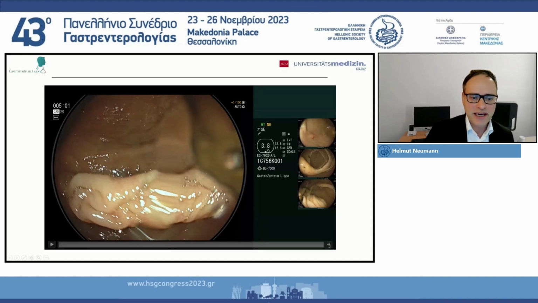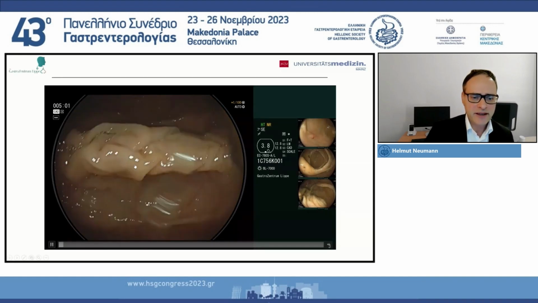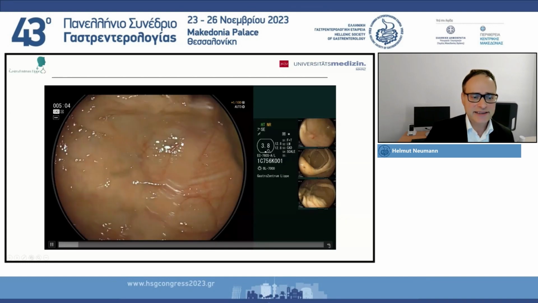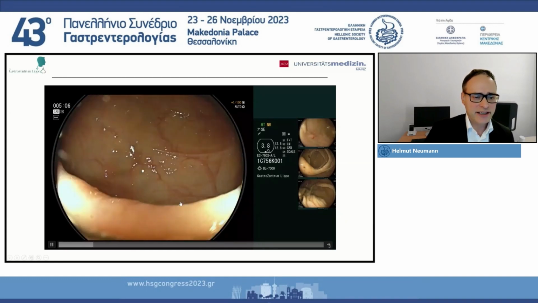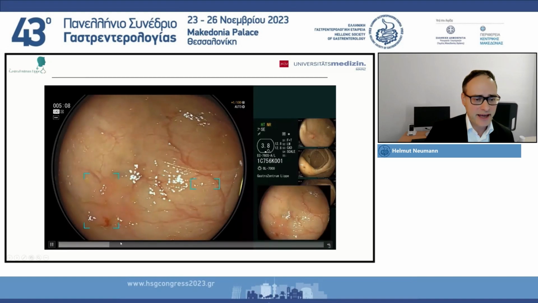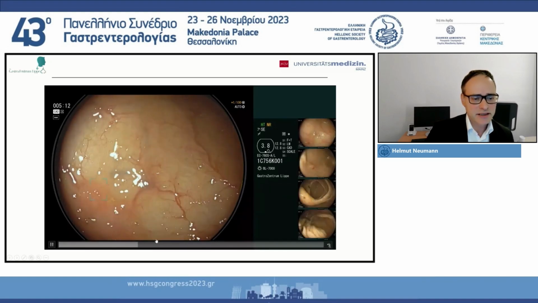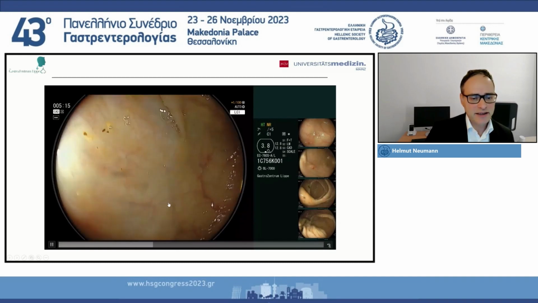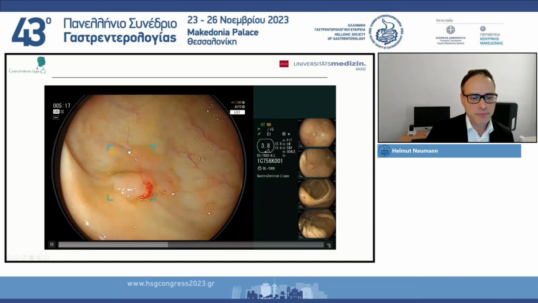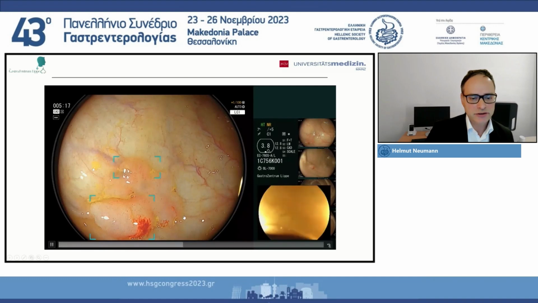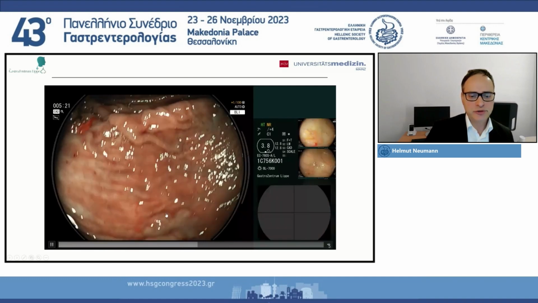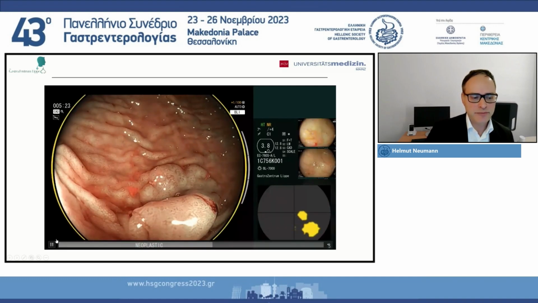So we are now here in the right flexure. We're cleaning the lens. There is a lesion, identified by the artificial intelligence here. It might be a lesion which might be missed, so we can enhance the tissue a little bit to perform a better delineation. Afterwards, we're switching to the characterization mode. Immediately, the computer is telling us that this is a neoplastic lesion which warrants subsequent endoscopic therapy.